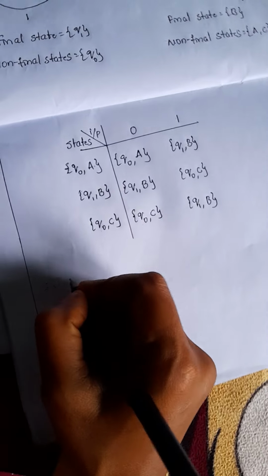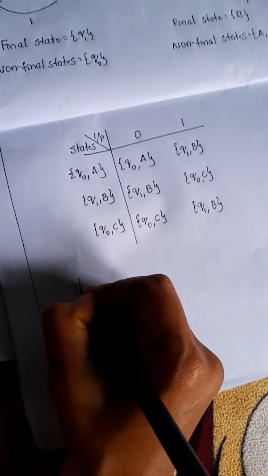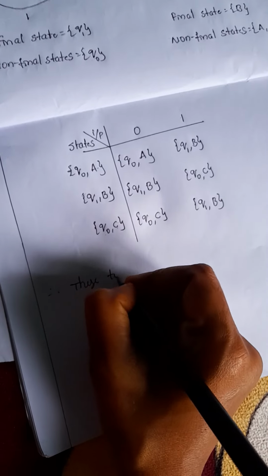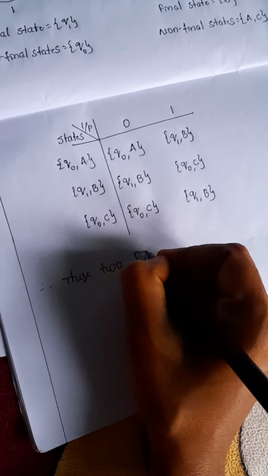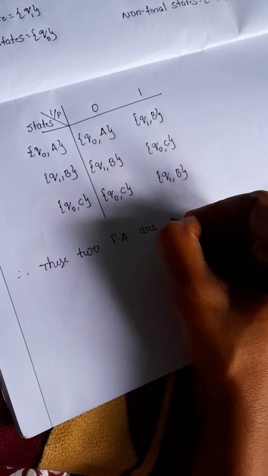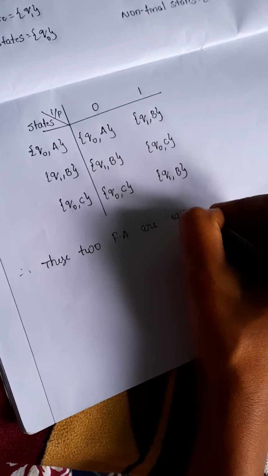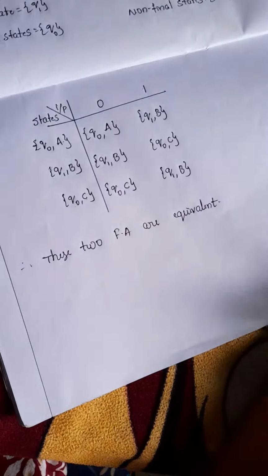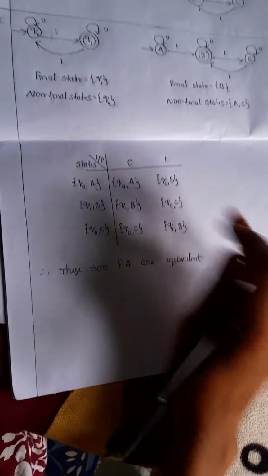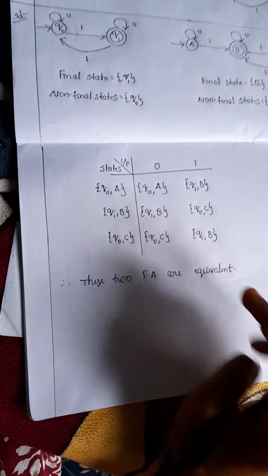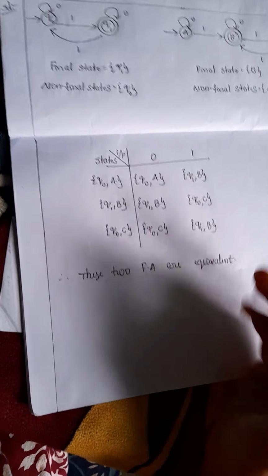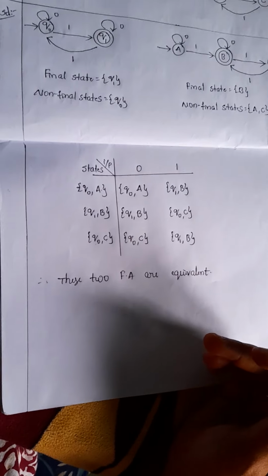Therefore, these two finite automata are equivalent. Okay, so this is a very important concept. By using the same equivalence concept, we can minimize the automata also. In the next video I will explain it.